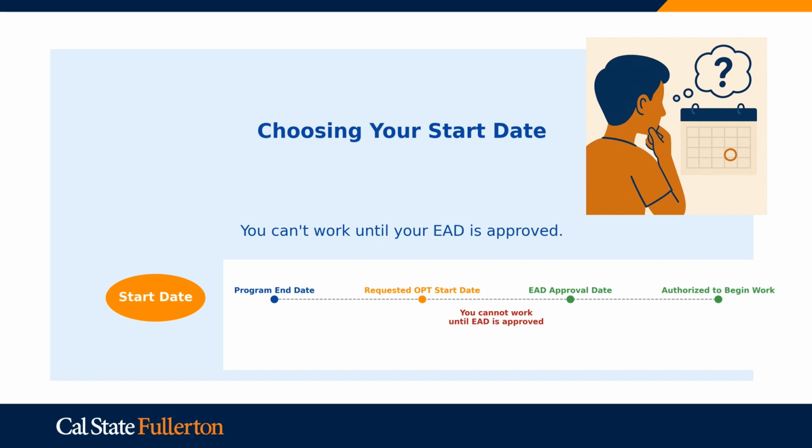While USCIS usually takes 2 to 3 months to process standard applications, they now offer premium processing for an additional fee, which can speed things up if you need it. We'll cover premium processing, including whether it's worth it and when to use it, in a later video.